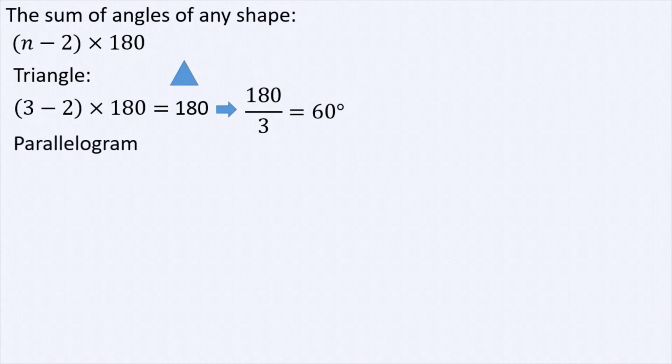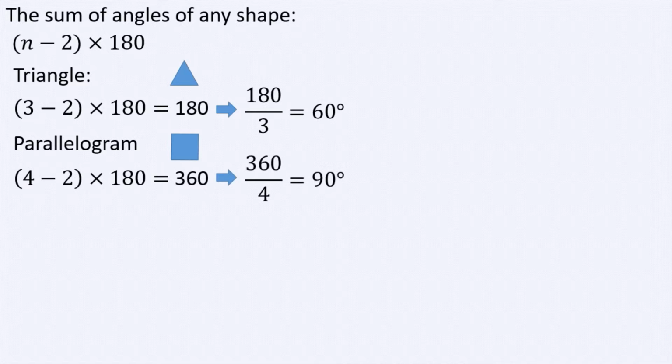For a parallelogram, for instance, the number of sides is 4 minus 2 gives us 2 multiplied by 180. The sum of angles of that shape is 360 degrees. For a special type of parallelogram, which is the square, where all the sides and the angles are equal, we just divide these 360 degrees by 4 and we end up with 90 degrees per angle.